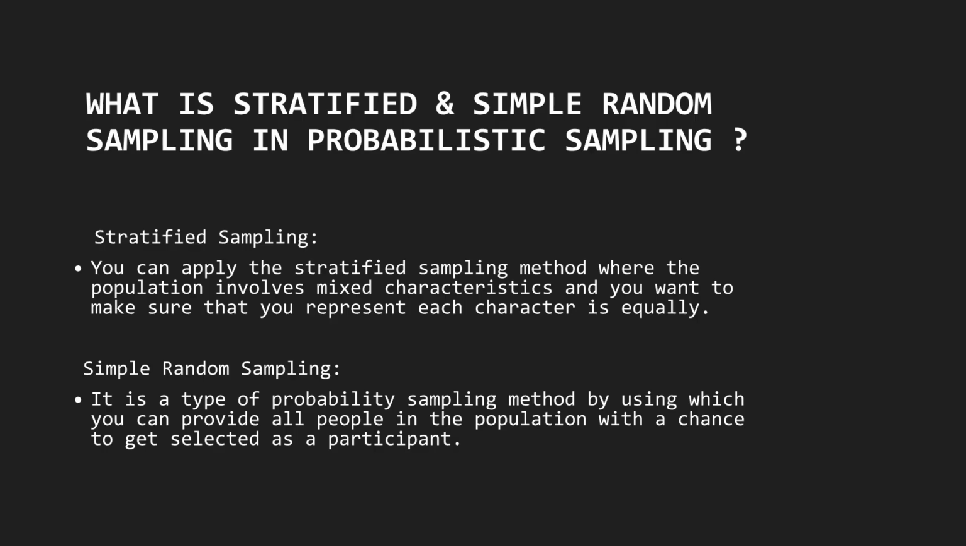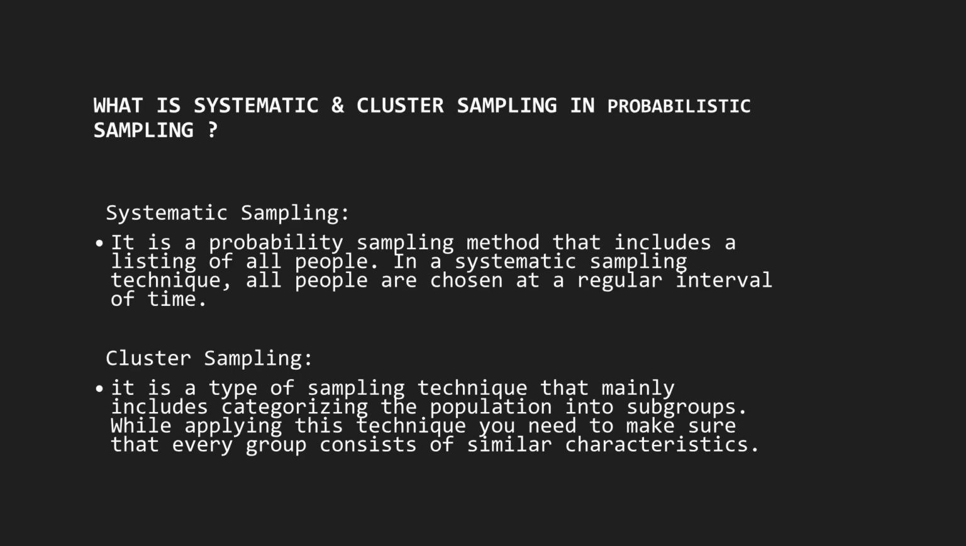In probabilistic sampling, stratified sampling is used when a population has mixed characteristics, ensuring equal representation of each. Simple random sampling provides every individual in the population an equal chance of being selected as a participant. Systematic sampling is a probability method where individuals are chosen at regular intervals from a complete list. Cluster sampling involves categorizing the population into subgroups, ensuring each group has similar characteristics.